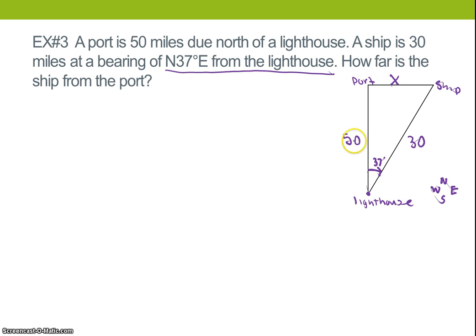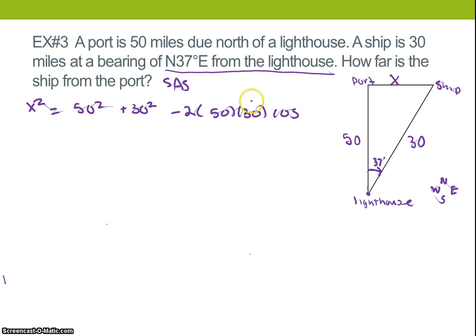Okay, so I have side angle side. And when I have side angle side, I'm going to use the law of cosines. So to use the law of cosines, I know that this side squared, or x squared, is the sum of the two other sides squared, 50 squared plus 30 squared, minus twice those numbers not squared, 50 and 30, times cosine of the angle that's opposite this x. So opposite the x is 37 degrees.